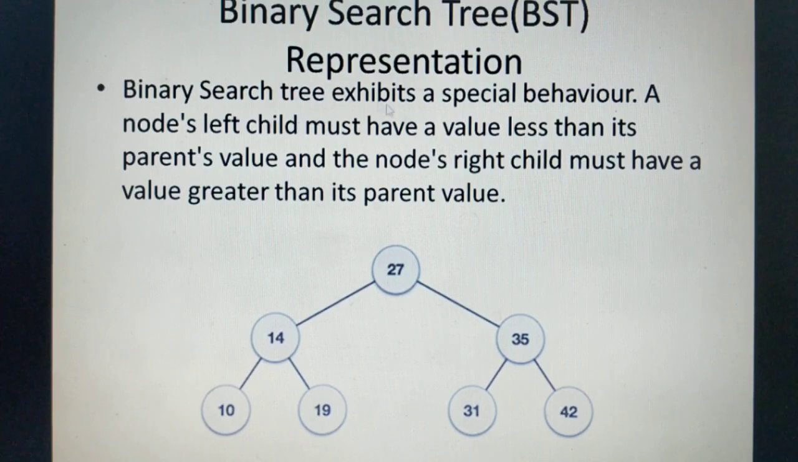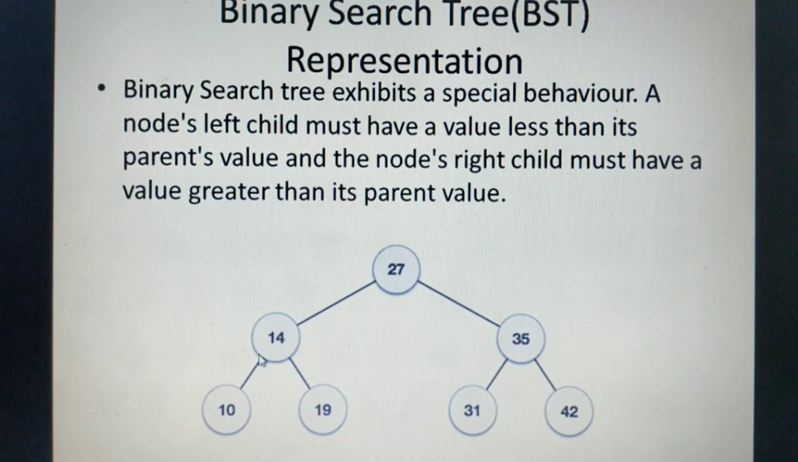A binary search tree exhibits a special behavior. A node's left child, remember, a node's left child will have a value less than its parent node, and the node's right child must have a value greater than its parent node. If you observe this node, we call it the root node. The left child 14 is less than 27, hence it will be the left child. The next data, 35, is greater than 27, hence it is going to be the right child.